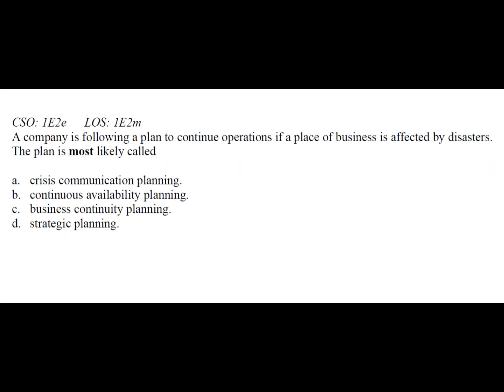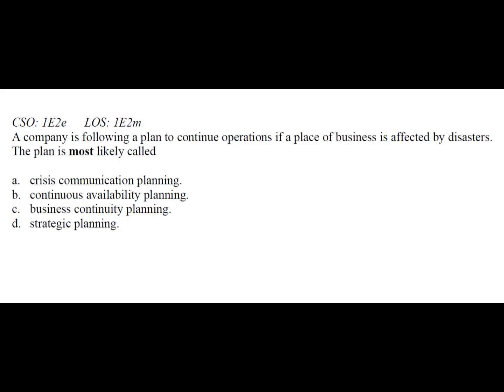This question tests knowledge of risk management and disaster recovery, specifically the planning process that enables an organization to continue operating after a disaster or major disruption. Companies face risks such as natural disasters, cyber attacks, power outages, and equipment failures that may interrupt normal business activities. To minimize these disruptions, organizations develop formal plans that identify critical processes, assign responsibilities, establish recovery procedures, and ensure that essential operations can continue or resume quickly.